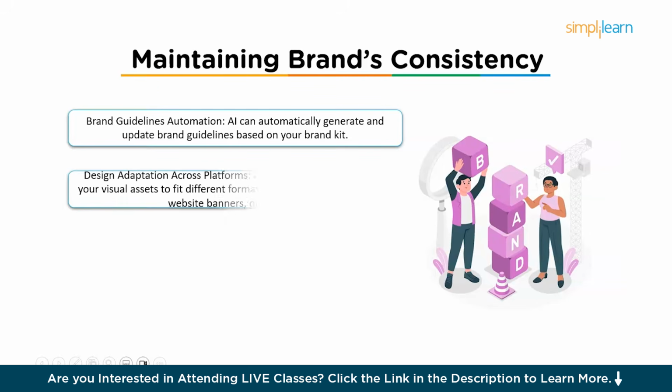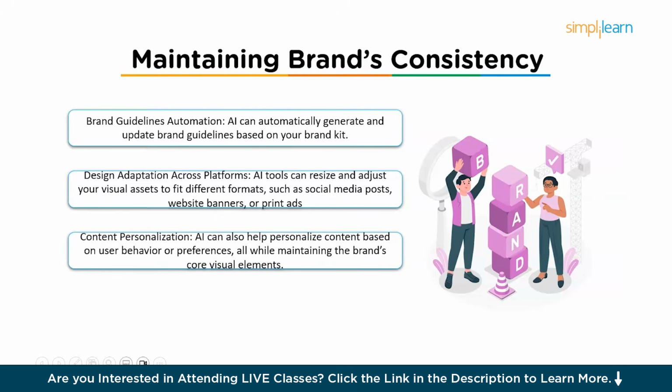Then we have design adaptation across platforms. So AI tools can resize and adjust your visual assets to fit the different formats such as the social media post, website banners, or the print ads. Tools like Canva and Trello adapt your design automatically, ensuring the right dimensions and the layout for each platform. Then we have content personalization. So AI can help personalize content based on the user behavior or preferences, all while maintaining the brand's core visual elements. This means you can deliver the tailored experiences without straying from your established identity.